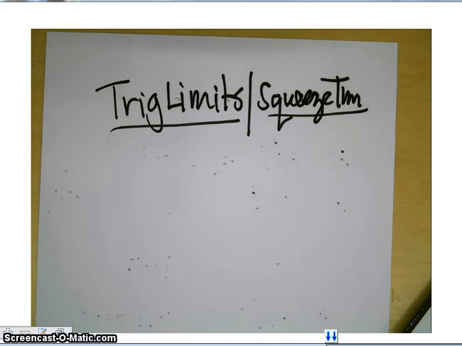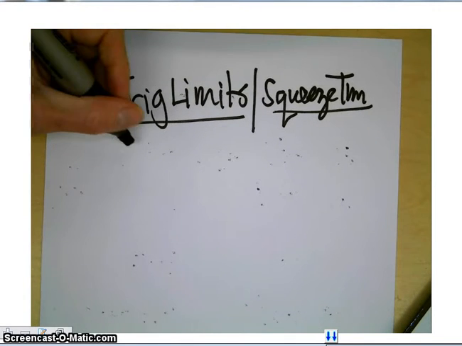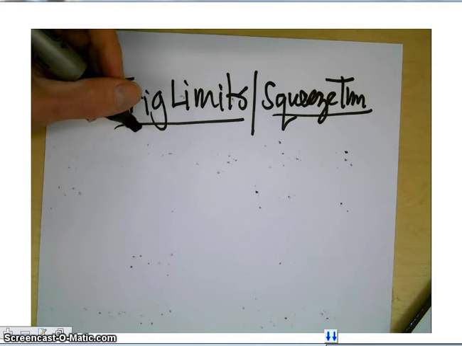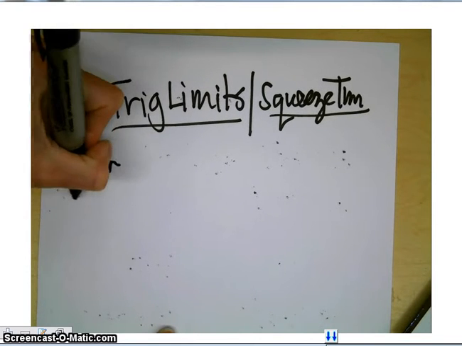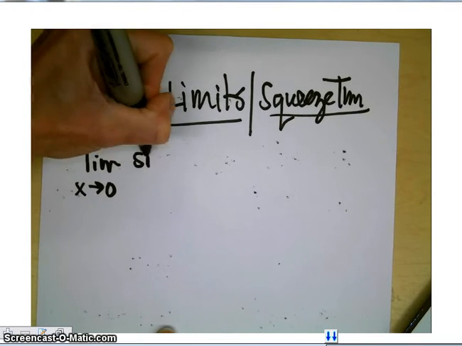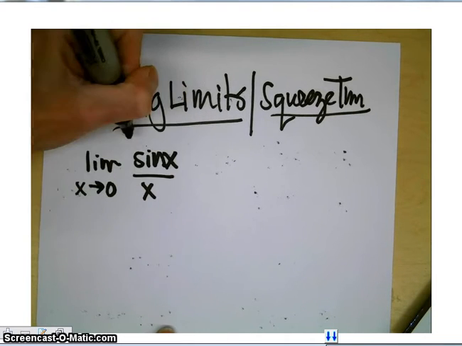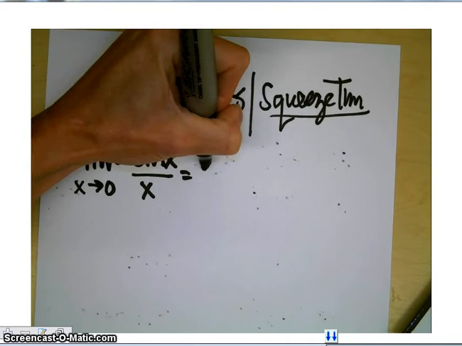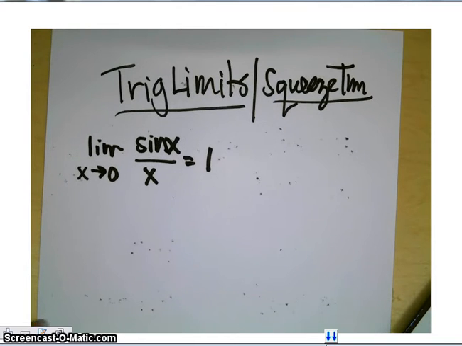All right, so I'm not going to do a proof of this for you. I'm just going to tell you these limits. So the first limit, these are limits you need to memorize right now. The first limit that you need to memorize is the limit as x goes to 0 of the sine of x over x, and that is equal to 1.